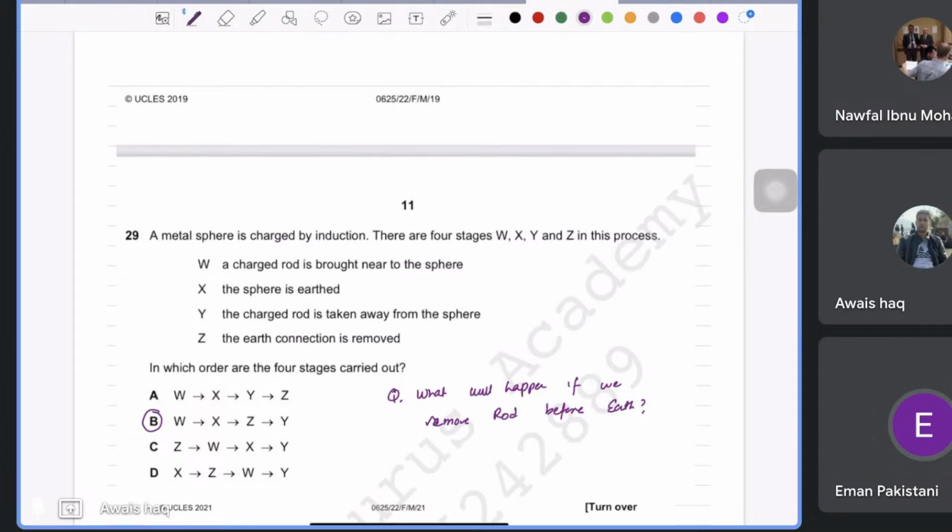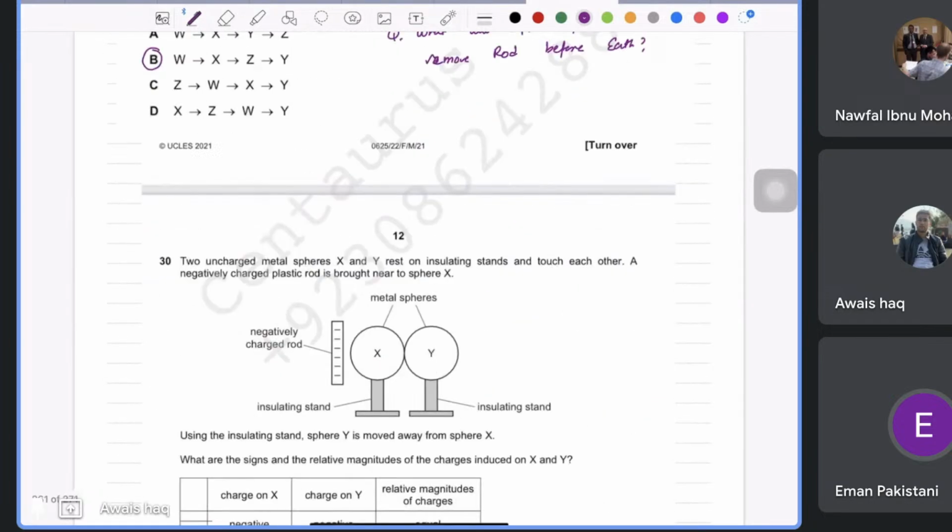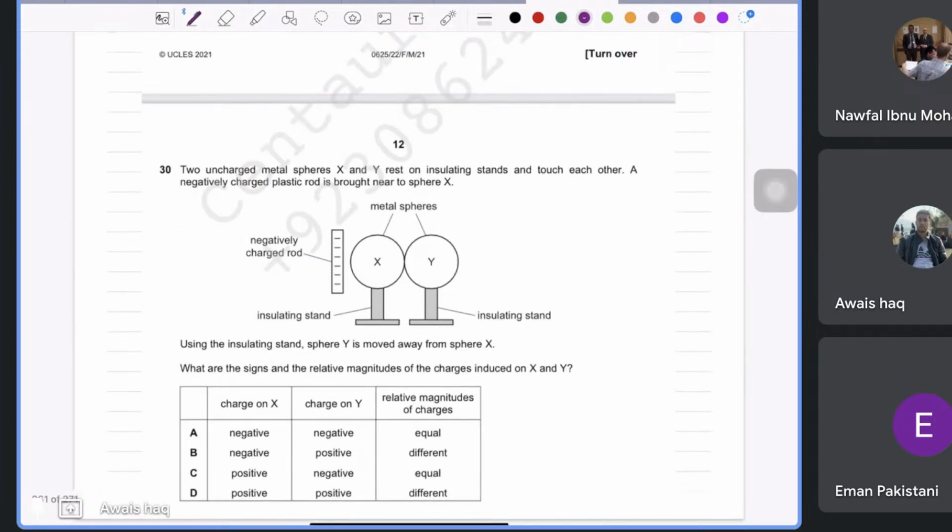Yes. Good, very nice. So then we're going to go forward. Now, this question I'm going to give to you as homework, but if you don't understand this, do let me know, okay? This is the same thing. This is kind of one concept that is new. It says a negatively charged rod is brought near to X and Y, which are touching. So what are the signs and relative magnitudes? What do you guys say?